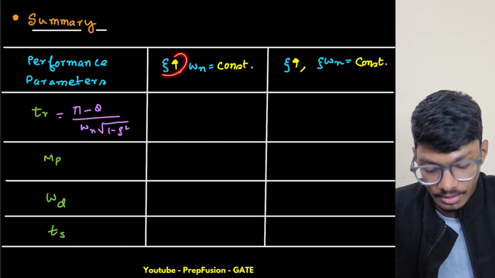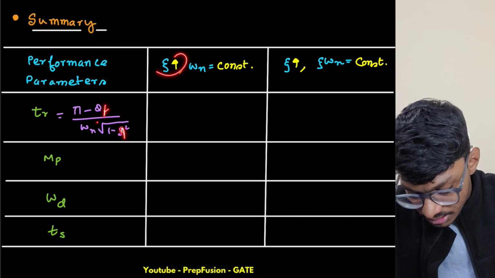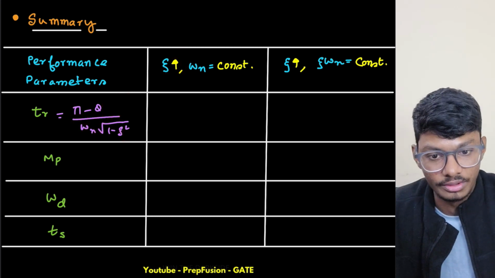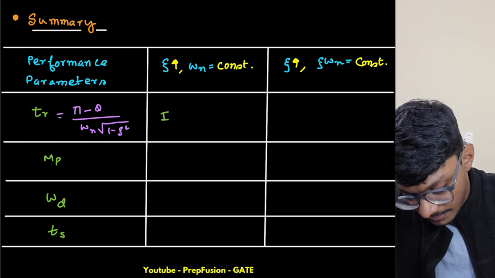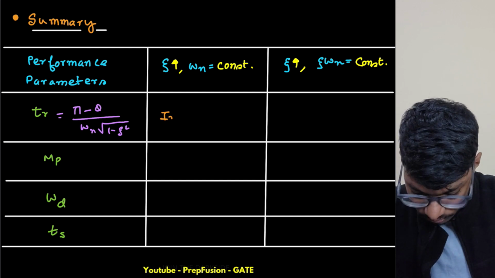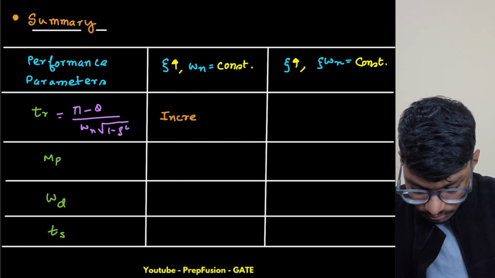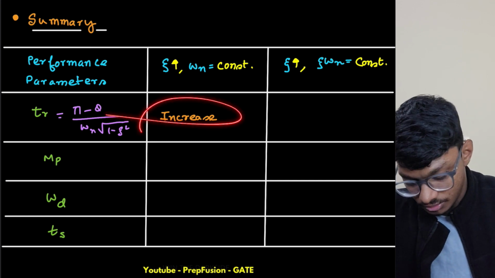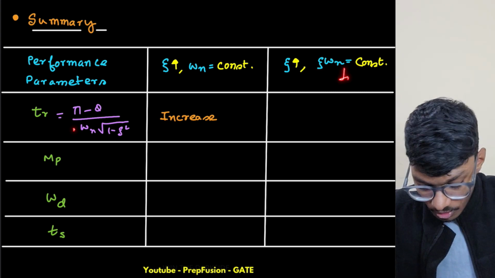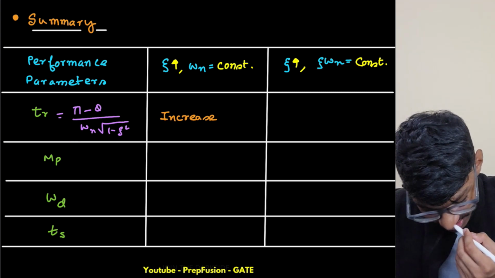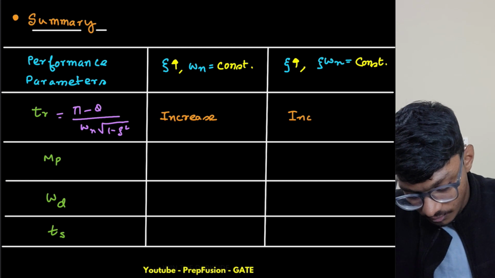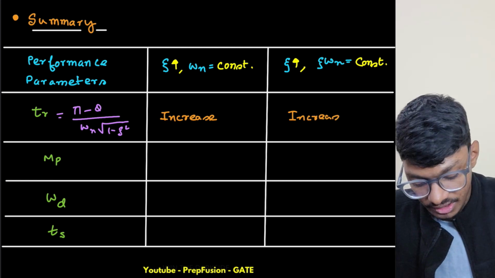So if my zeta increases, what will happen? If my zeta increases, this whole thing will reduce. Hence the denominator is reducing and the numerator is increasing. That means this one will increase, so rise time will increase. Now if my zeta omega n is constant, that means my omega n is reducing. So still, if my zeta is increasing and omega n is reducing, overall this will increase, because anyways the denominator is reducing.